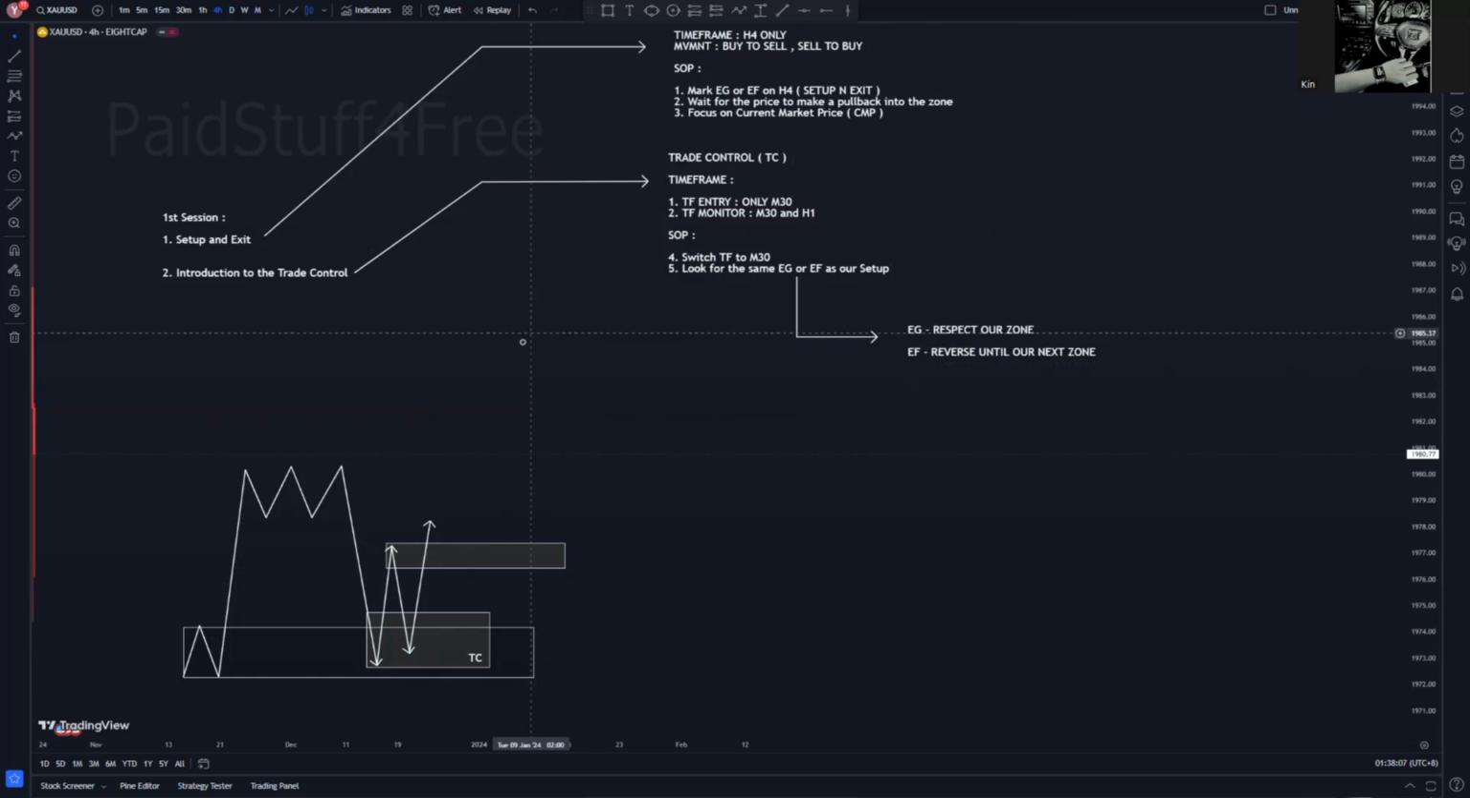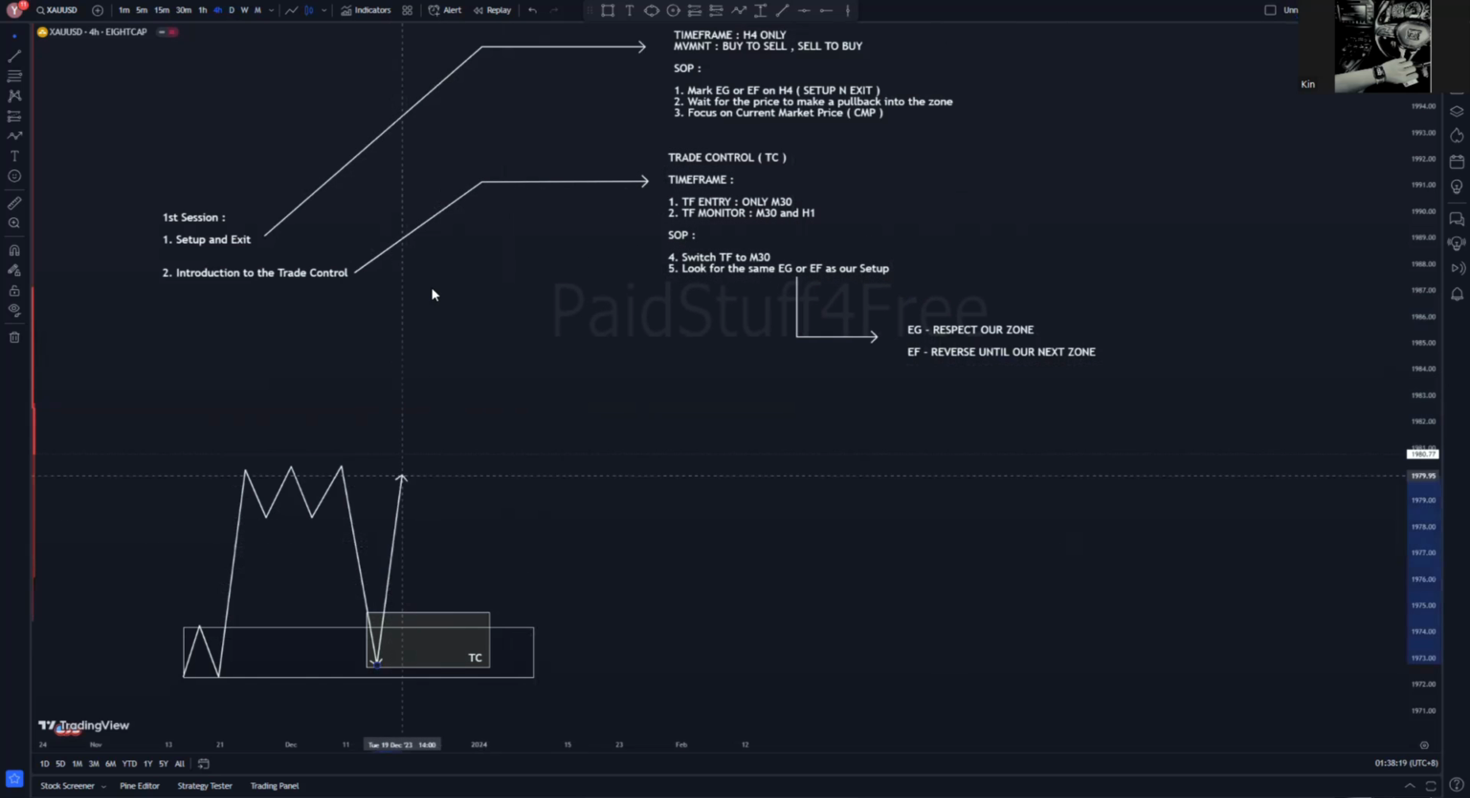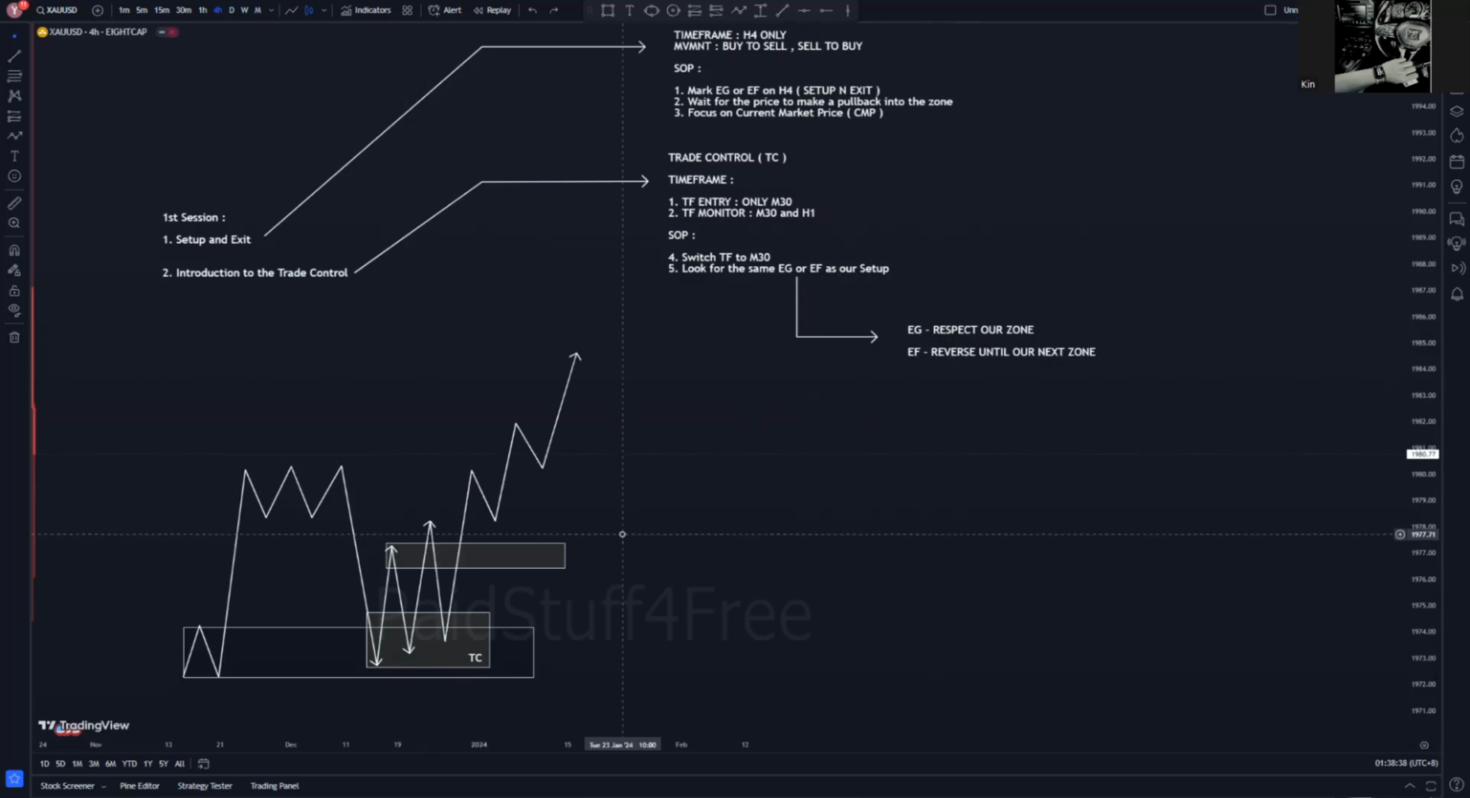But sometimes the price can do this. The price created an EF, but doesn't make a pullback, just goes straight away. Sometimes the price created this EG buy, but doesn't make a pullback and went all the way out like this. And sometimes the price can just create EF, but doesn't create EG. But back to what I've said earlier, when the price creates EG, we know what will happen. When the price creates an EF, we know what will happen. So for now, is there any question?